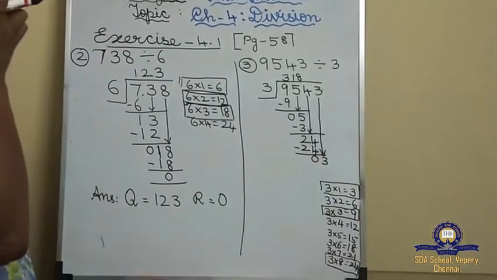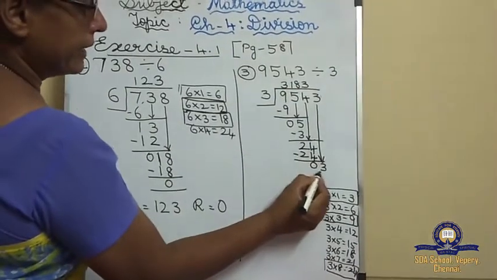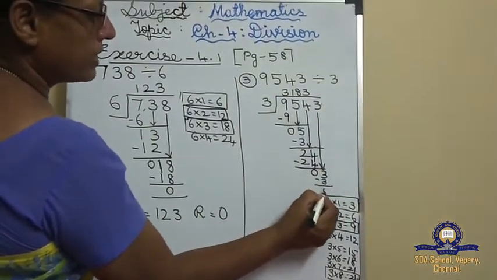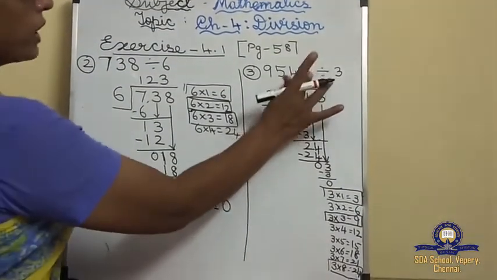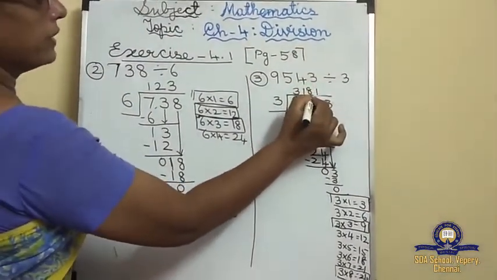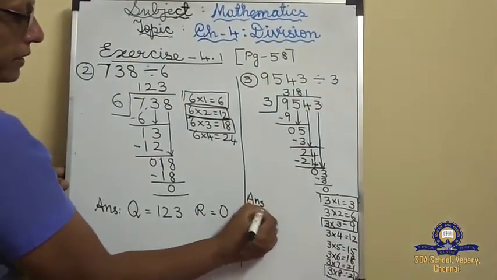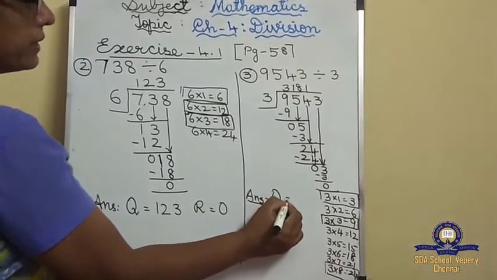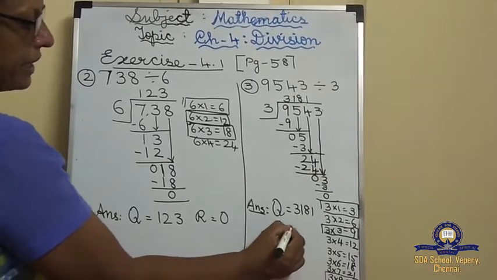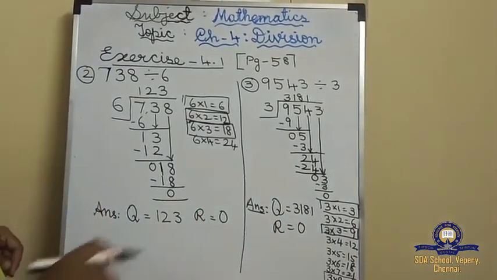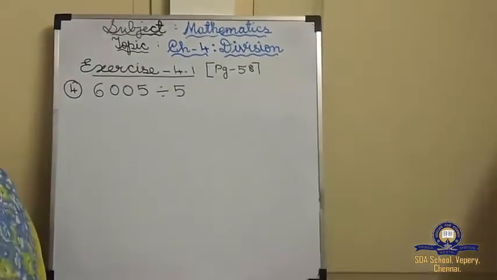So you have to bring down this 3 here. So does 3 go in the 3 table? Yes, 3 1s are 3. So 3 minus 3, what, children? 0. So what's the answer? 1. Okay, 3 1s are 3. What's the answer, children? Quotient is 3181, sorry, 3101, and remainder is 0. Understood, children? Okay, we'll do the next sum.